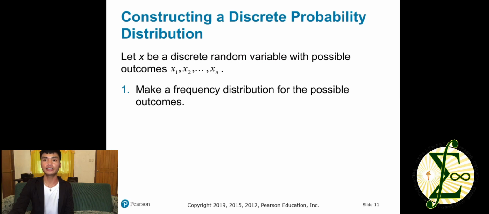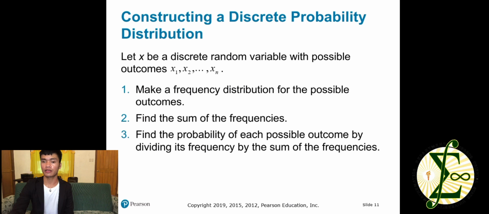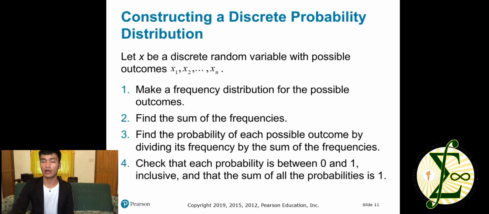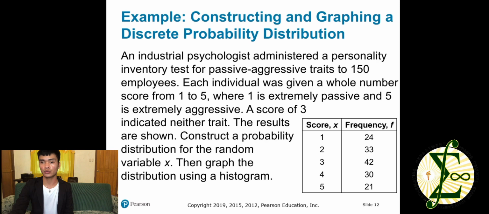Constructing a discrete probability distribution. Let x be a discrete random variable with possible outcomes x sub 1, x sub 2, through x sub n. 1. Make a frequency distribution for the possible outcomes. 2. Find the sum of the frequencies. 3. Find the probability of each possible outcome by dividing its frequency by the sum of the frequencies. 4. Check that each probability is between 0 and 1 inclusive, and that the sum of the probabilities is 1.